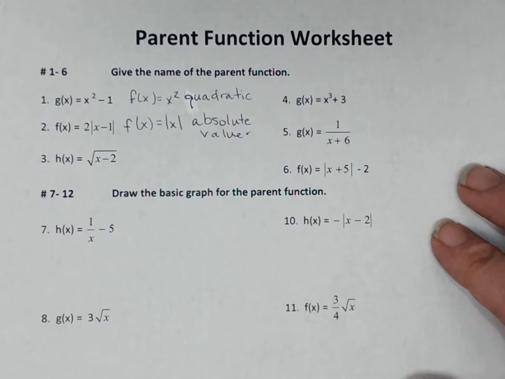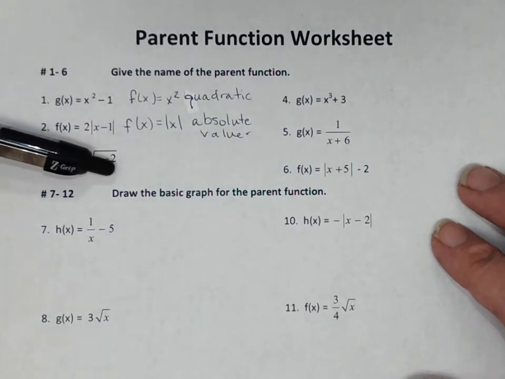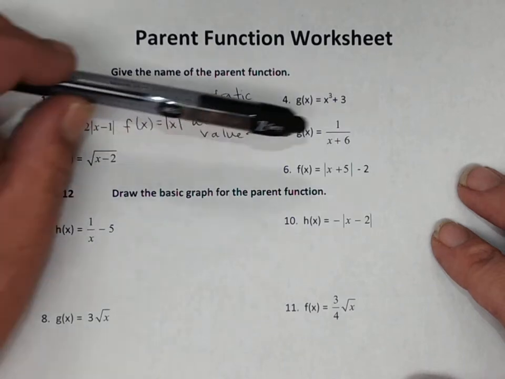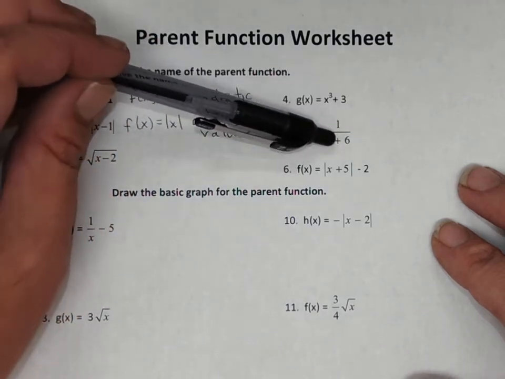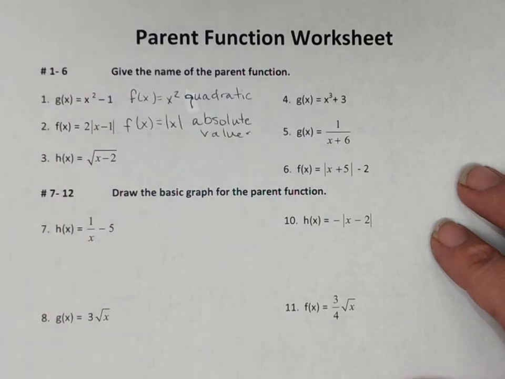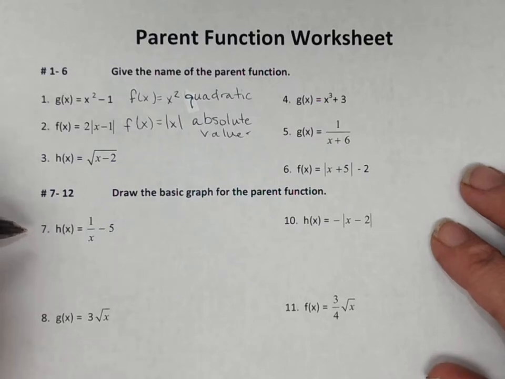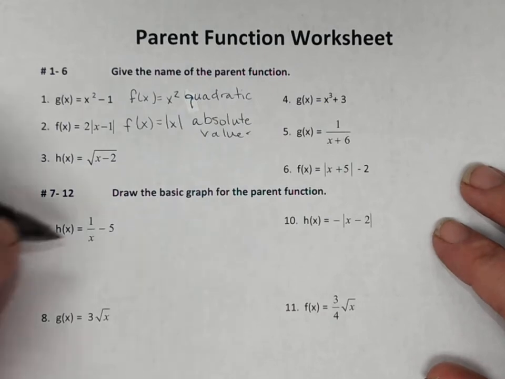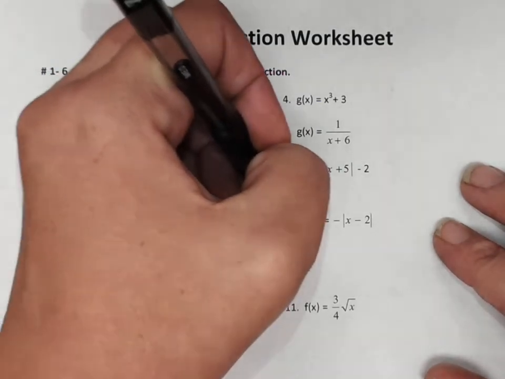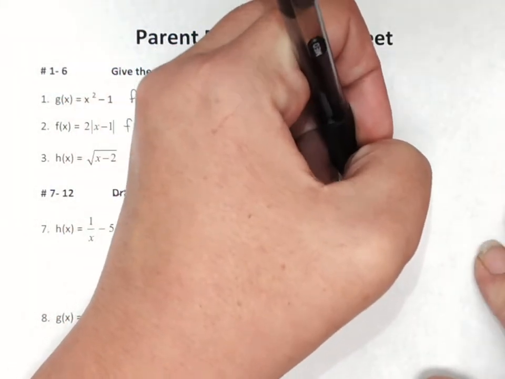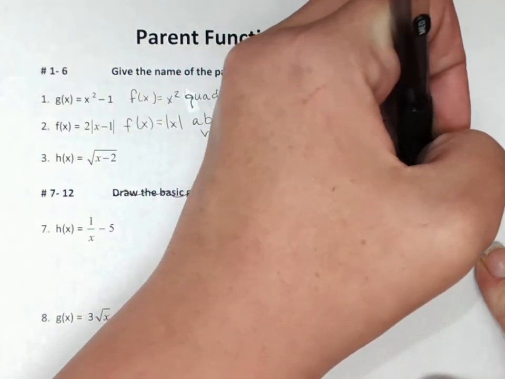Right, and that would be how we would answer these first questions, right? So we're just kind of disregarding those numbers, right? We're just looking, which does this function look like, just based on whatever variable you have. I actually, here on this next section, I don't want you to draw the basic graph of the parent function. Again, I just want you to name the parent function.